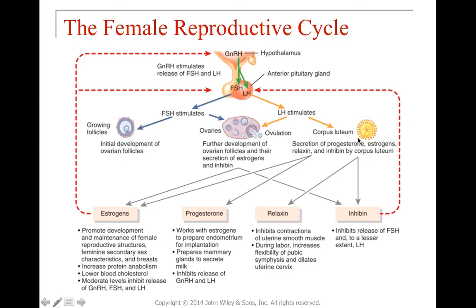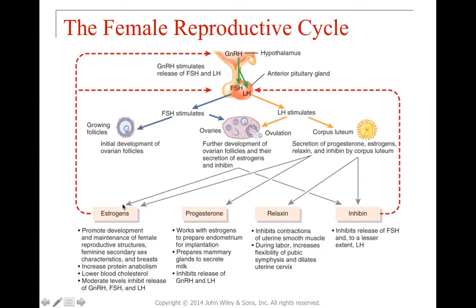So after we have had the egg released, we are still going to have a role that's played by what's left of that follicle, that corpus luteum, which is going to secrete things like progesterone, estrogen, relaxin, and inhibin. All right, so these are the four main hormones that we're going to talk about. So I'm going to walk you through them, and then we'll walk you through how they work in concert.